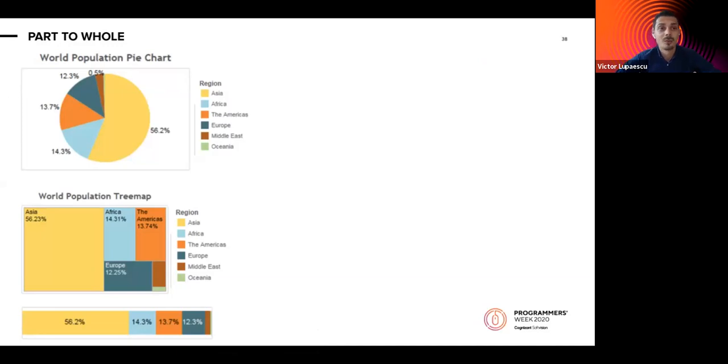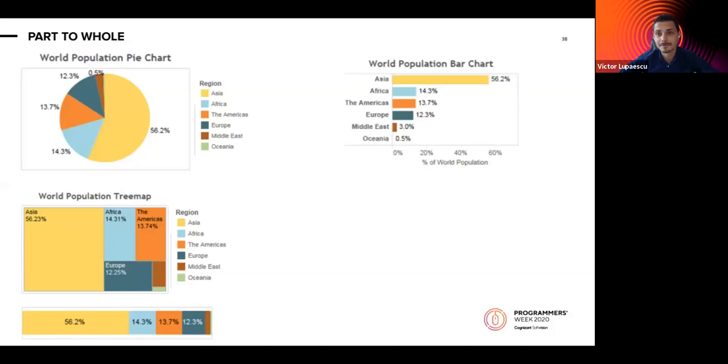What would be the answer on how I can show this data with world population, the spread of world population across regions? It's easier than you might think. It's a bar chart. Now I have most of the problems solved. I can see that Asia is on top, Africa, then the Americas. I have enough space for the labels. Overall, it takes less space than the other one, and then the pie chart. So it's pretty straightforward, really easy to understand.